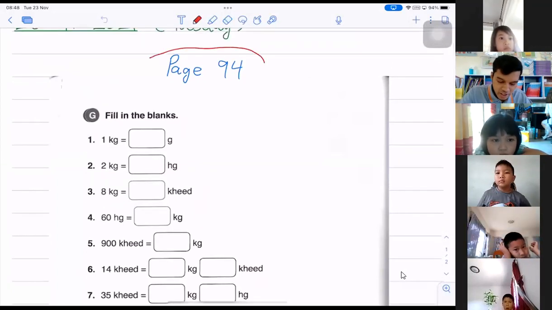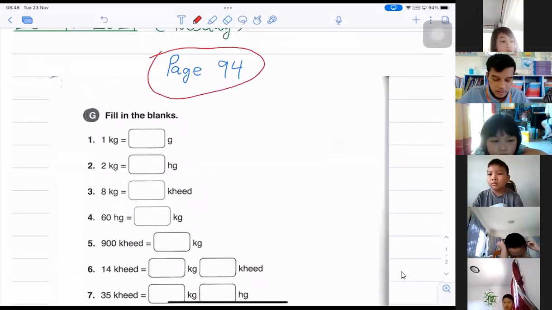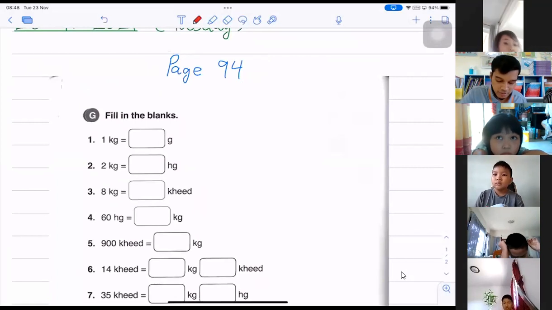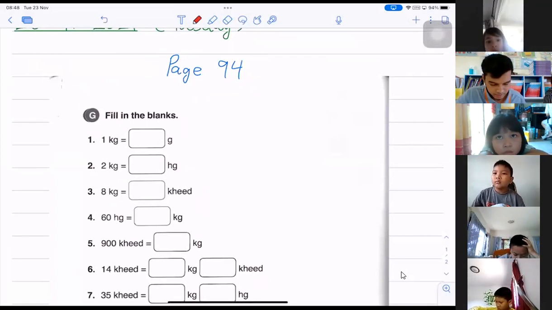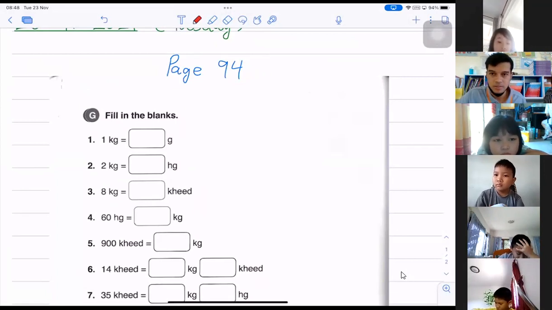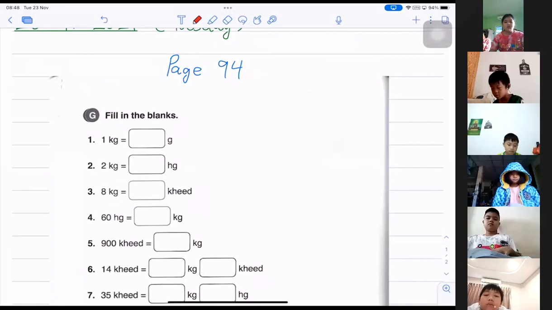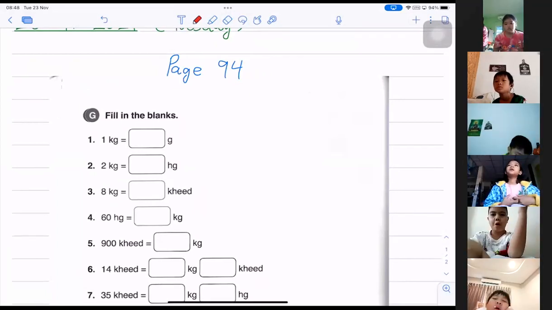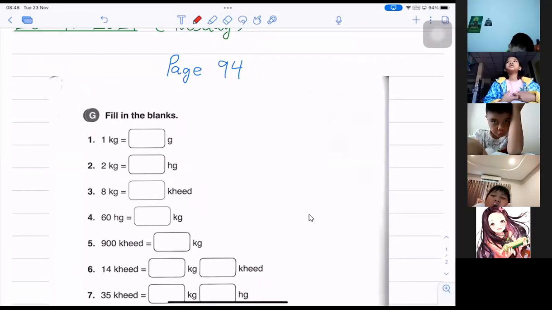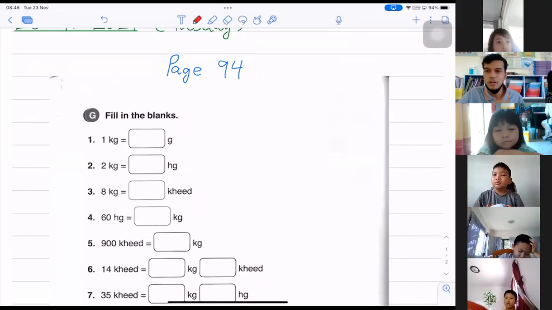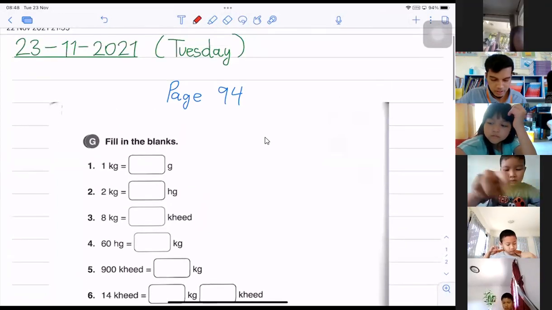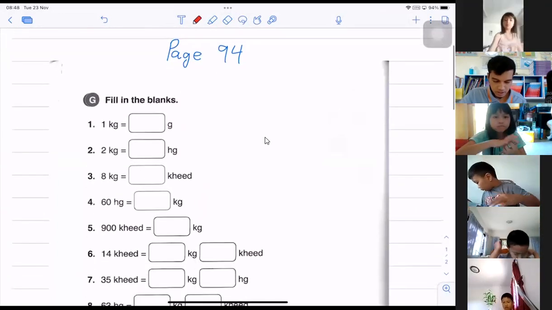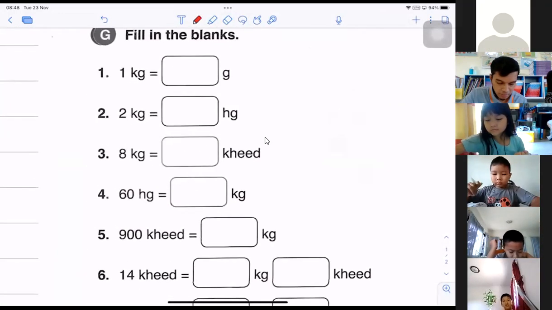Okay, page 94. Please open page 94. Are you ready? Are you ready? Yes. Okay. Okay, let's start. Let's do page 94, number one.